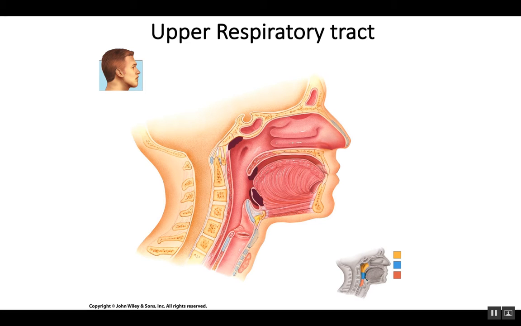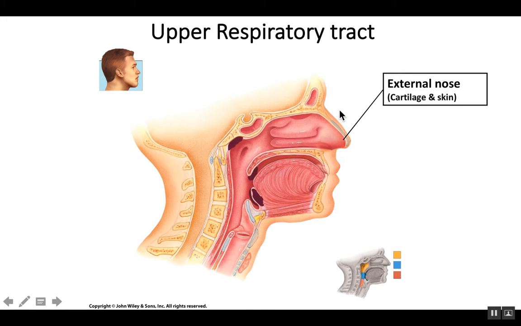Let's look at the structures found in the upper respiratory tract. So here's a drawing of the upper respiratory tract, including the nose and the throat, or pharynx. As you notice, the portion of the nasal cavity that is seen or viewable from the outside is called the external nose. Your external nose is made up of primarily cartilage and skin.